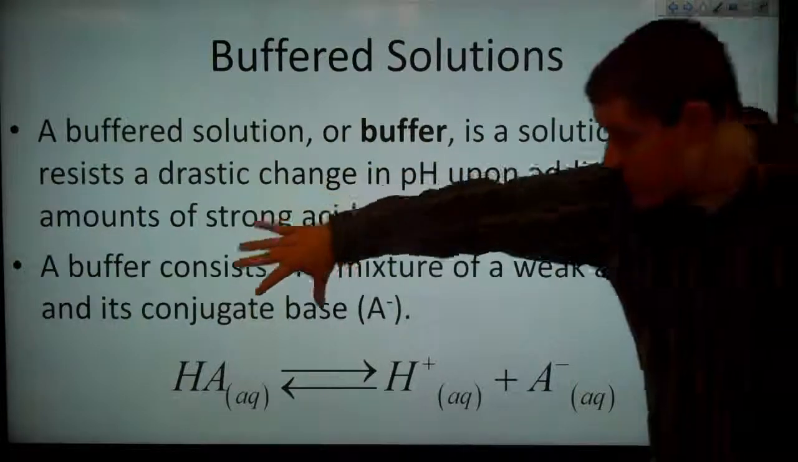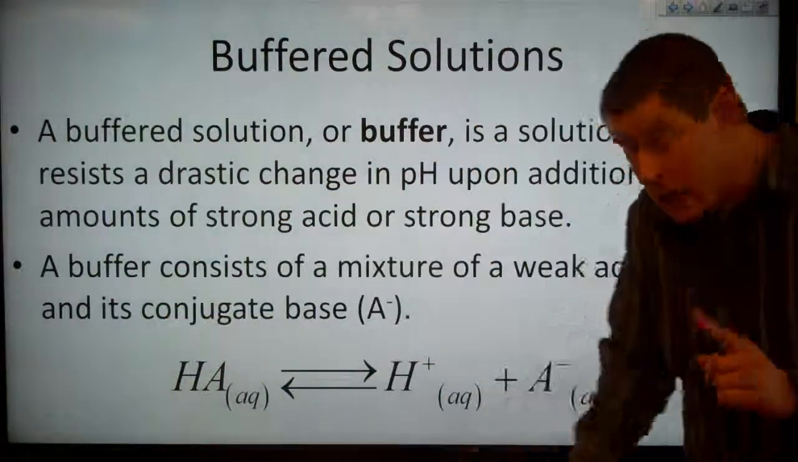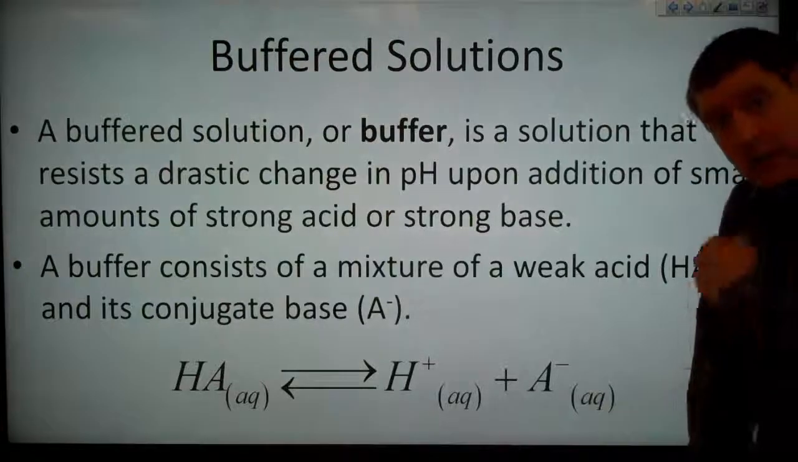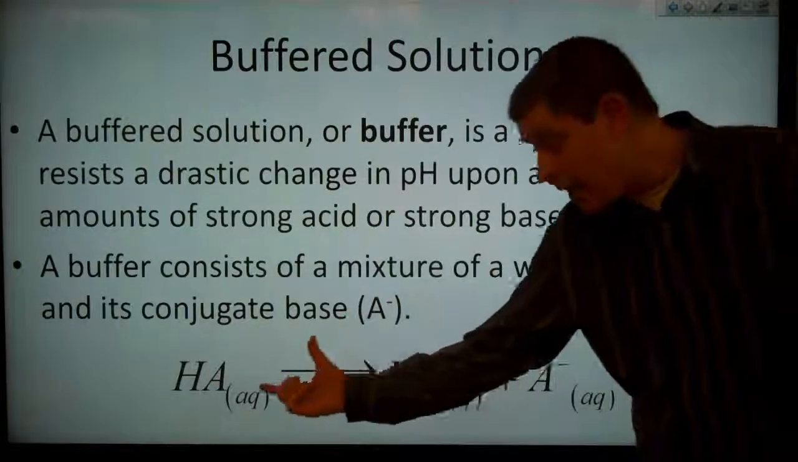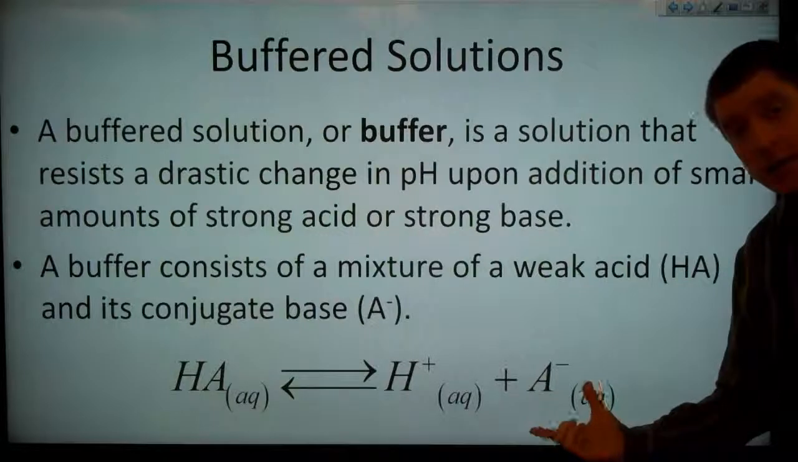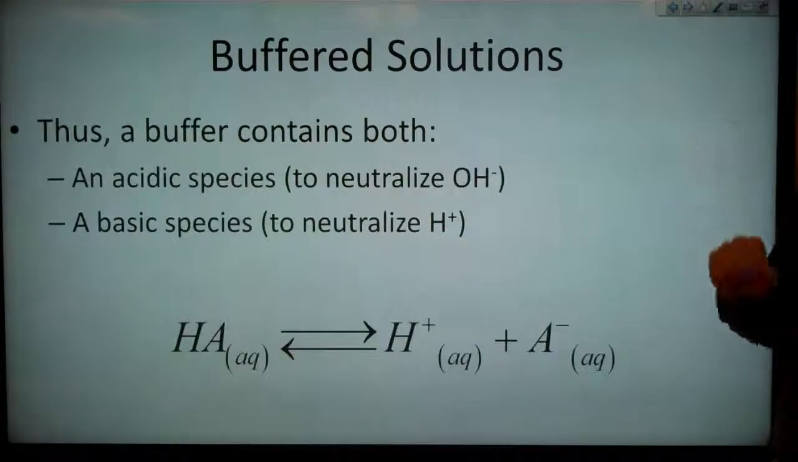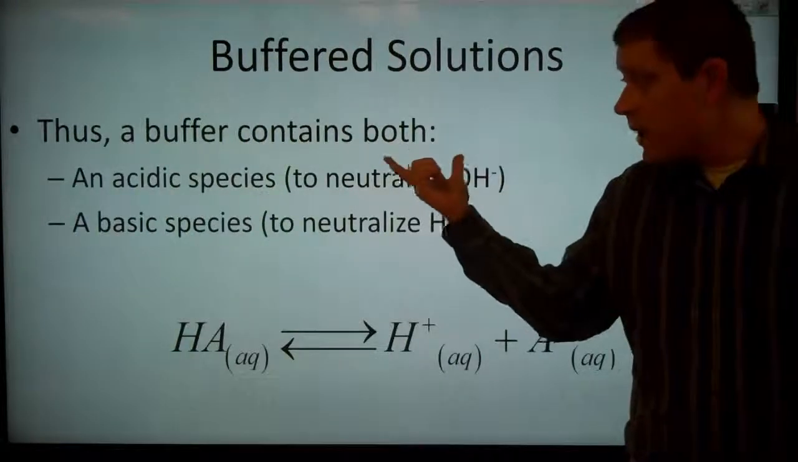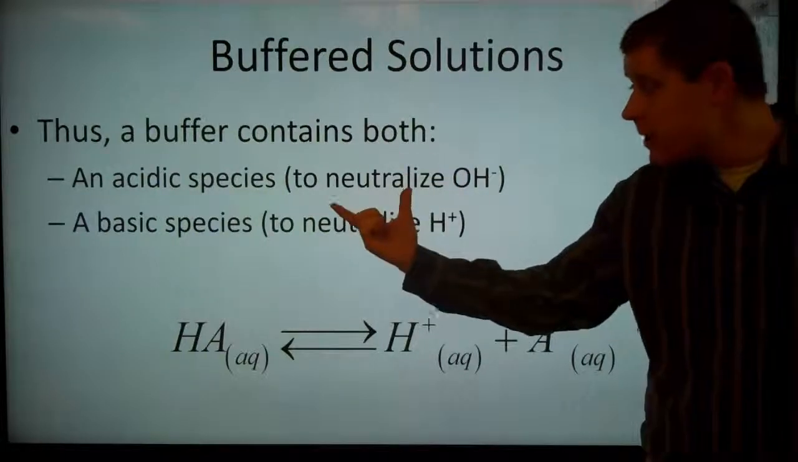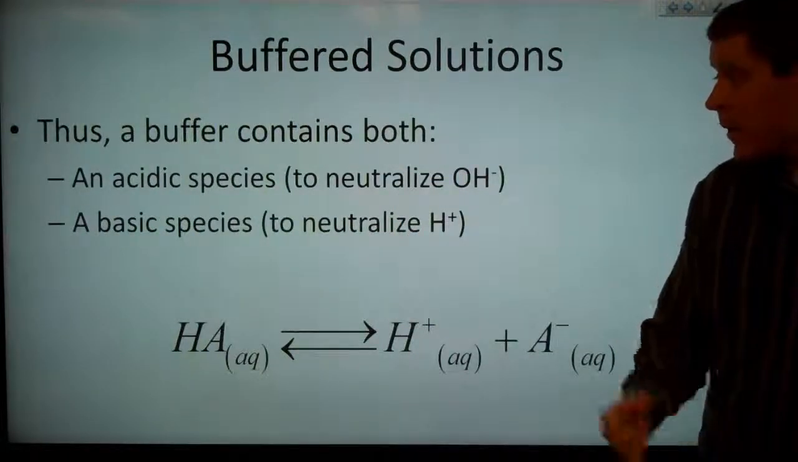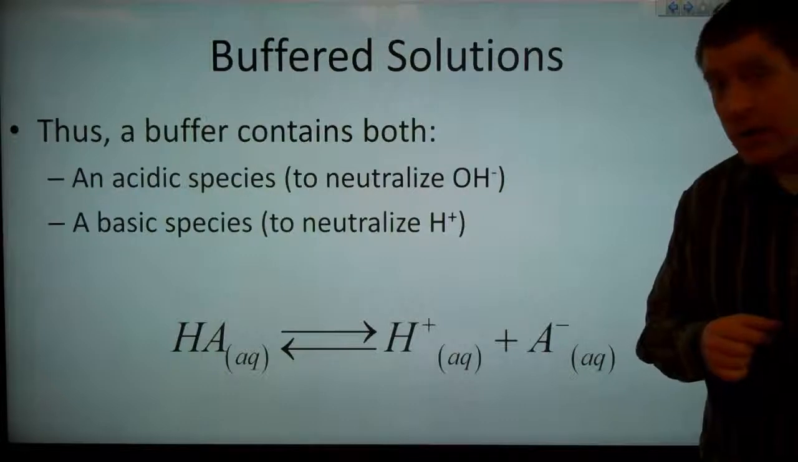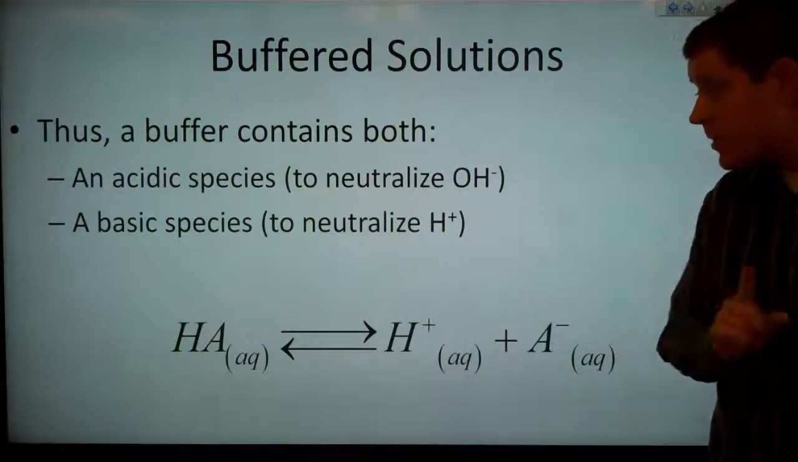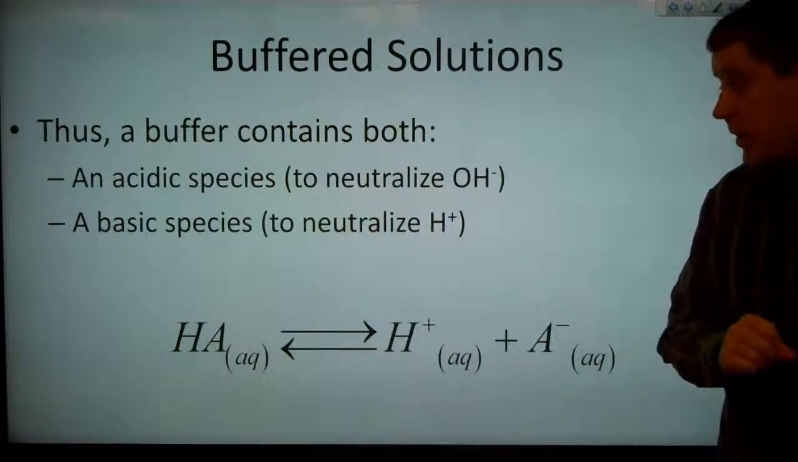And so what we're going to do is mix in some HA and some A-. Like in the last video, we had some acetic acid and some sodium acetate. That would make a buffer. So, again, our buffer contains an acidic species that will neutralize our hydroxide, and it contains a basic species which will neutralize our hydrogen ions.